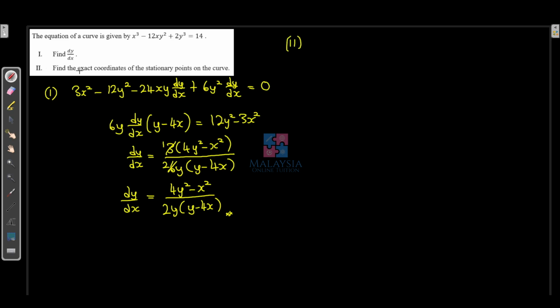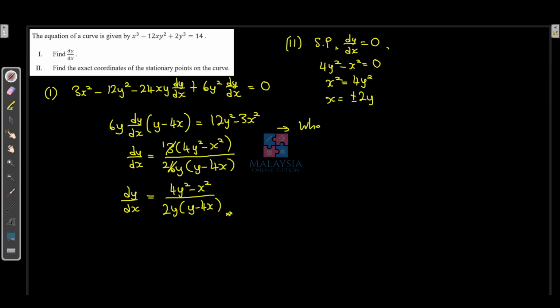And then for part 2, find the exact coordinates of the stationary points on the curve. So for stationary points, we know that our dy over dx must be equal to 0. So then the numerator, which is the 4y squared minus x squared, must be equal to 0. So we can see that x squared equals 4y squared. So our x is going to be plus minus 2y, because square root of 4 is 2, square root of y squared is y. Don't forget the plus minus. So we can see that we have more than one stationary point, right?